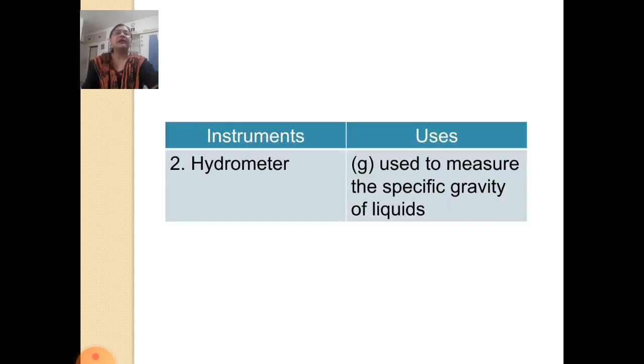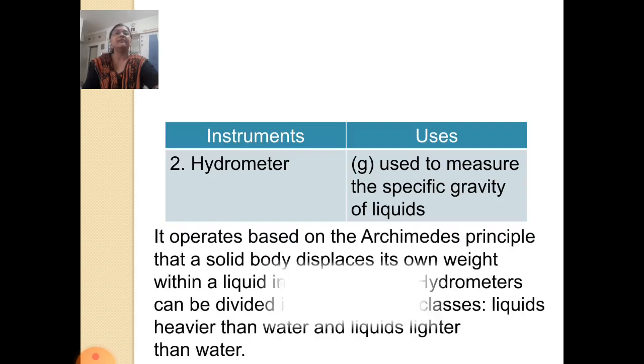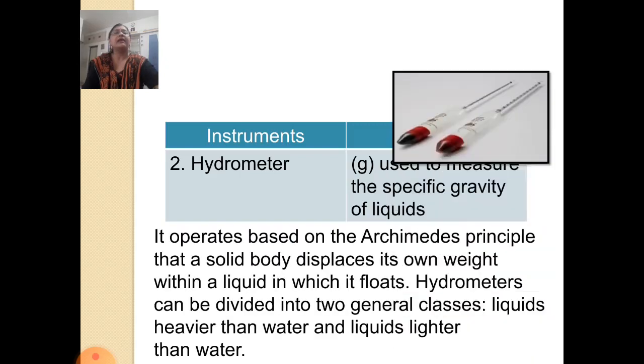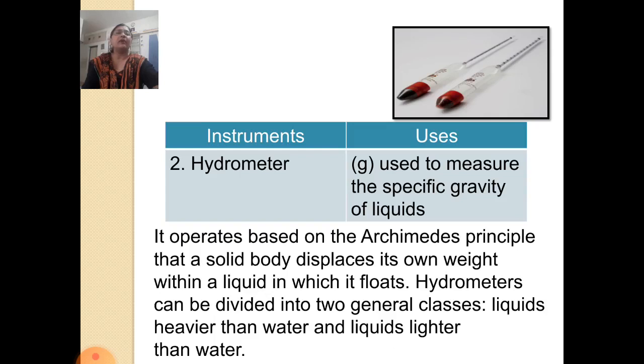Second one, the use of a hydrometer is to measure the specific gravity of liquids, which is option G. It operates based on the Archimedes principle that a solid body displaces its own weight within a liquid in which it floats. Hydrometers can be divided into two general classes: liquids heavier than water and liquids lighter than water.